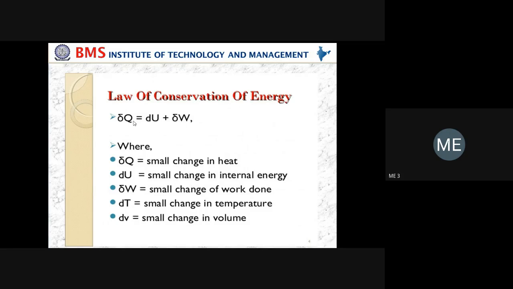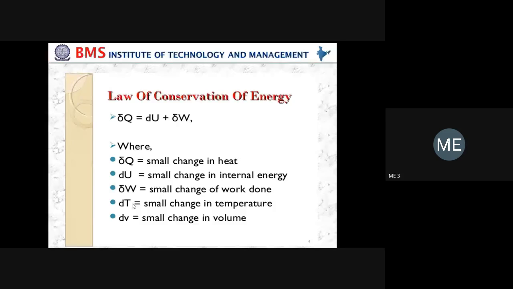So dQ is small change in heat, dU is the small change in internal energy, and dW is small change in work done. This is what we are taking from the first law of thermodynamics. It is the differential form of the first law of thermodynamics. dT is small change in temperature and dV is small change in volume. Before deriving the entropy change, first we are going to write the first law of thermodynamics in differential form.